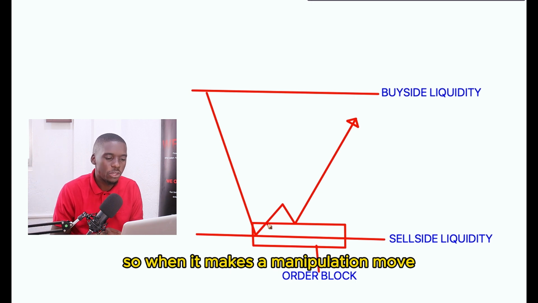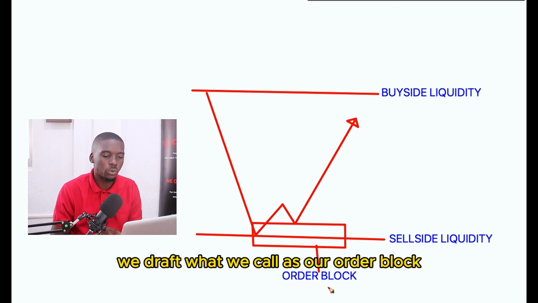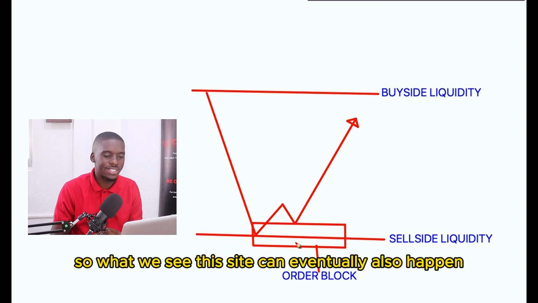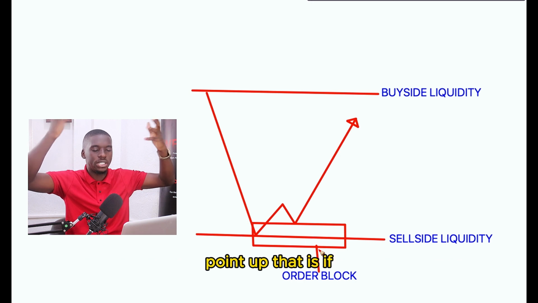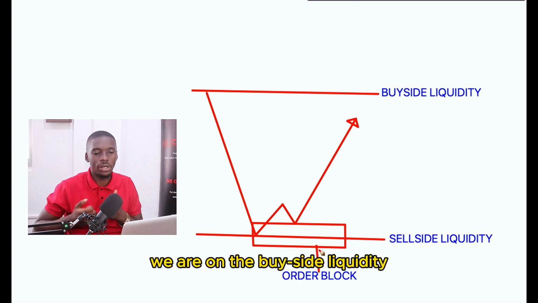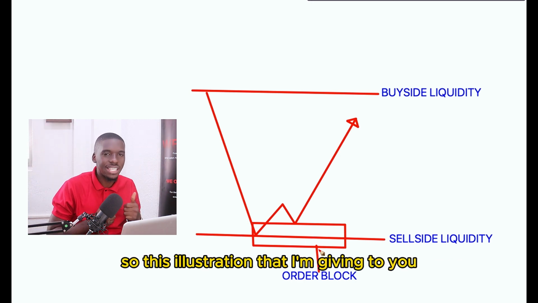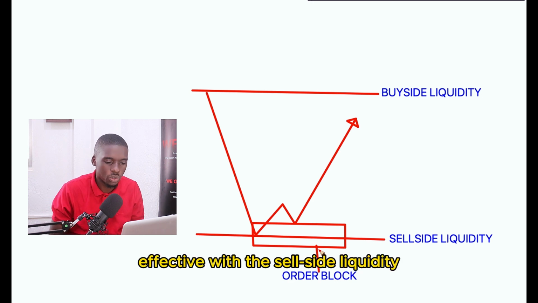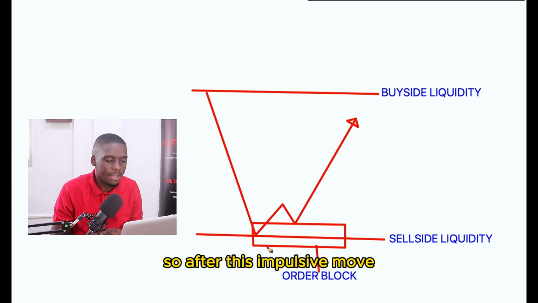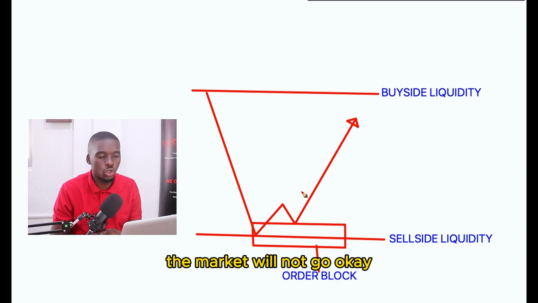So when it makes a manipulation move, we draft what we call our order block at this particular point. What we see on this side can eventually also happen on the other point up, that is if we are on the buy side liquidity. But this illustration that I'm giving to you is mainly effective with the sell side liquidity. So after this impulsive move, the market will not go.